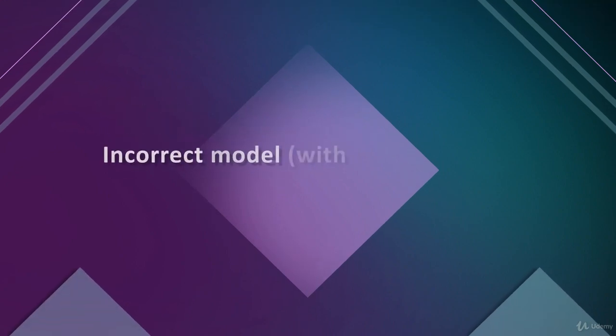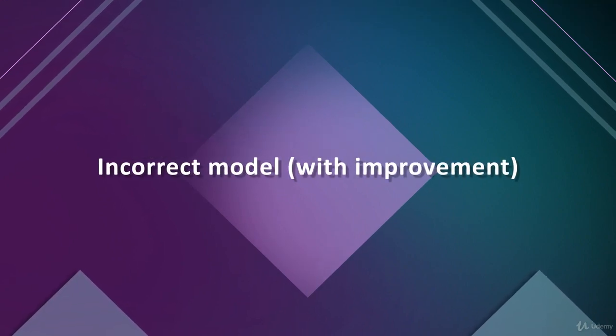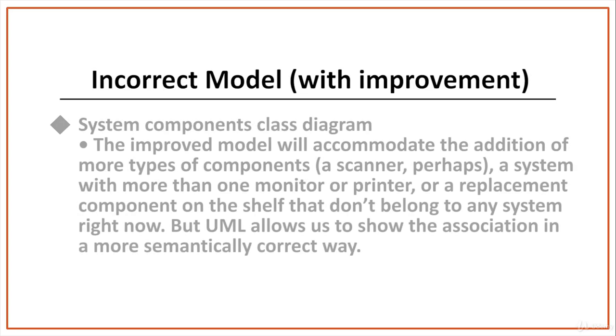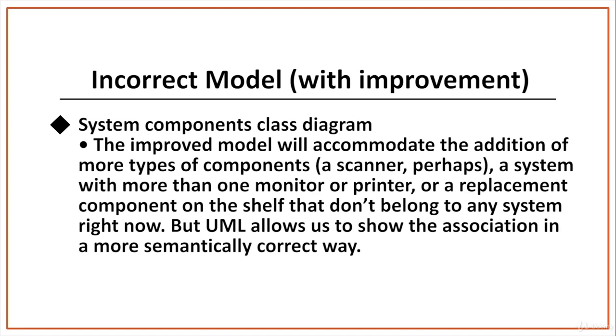Here you have the incorrect model with improvement. System Components Class Diagram. The improved model will accommodate the addition of more types of components, like a scanner, perhaps, a system with more than one monitor or printer, or a replacement component on the shelf that doesn't belong to any system right now. But UML allows us to show the association in a more semantically correct way.